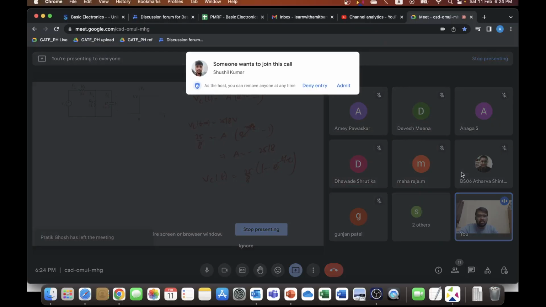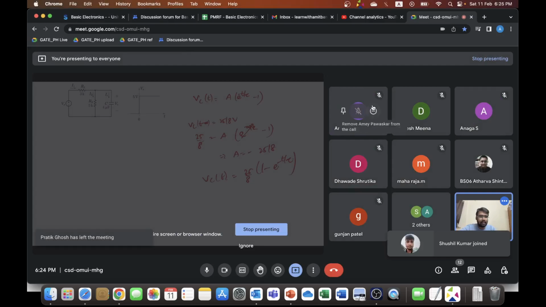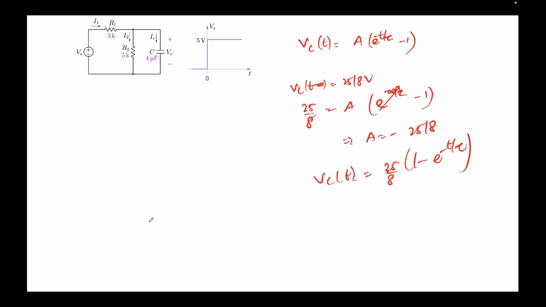So we'll get VC(t) equal to 25 by 8, 1 minus e to the power minus t over tau. Now we have just gotten VC. What we required was IC. So how do we get IC? We just saw that IC is nothing but C dV over dt. So this will be C 25 by 8. If you differentiate this, this will come out to be 1 by tau e to the power minus t by tau. It will be minus 1 by tau that will come, the minus and minus will get cancelled.